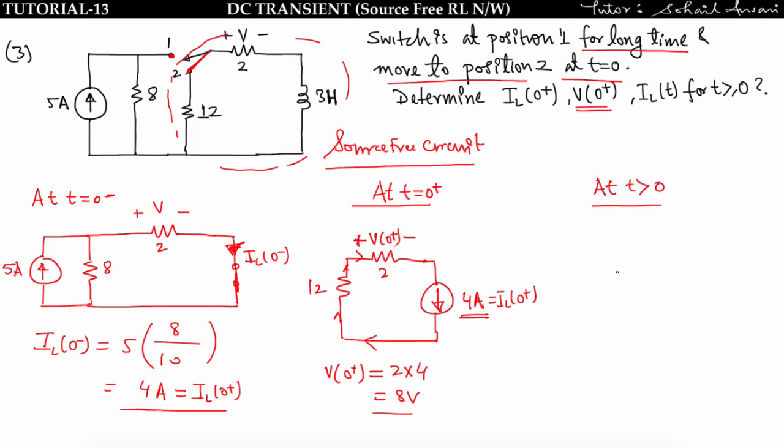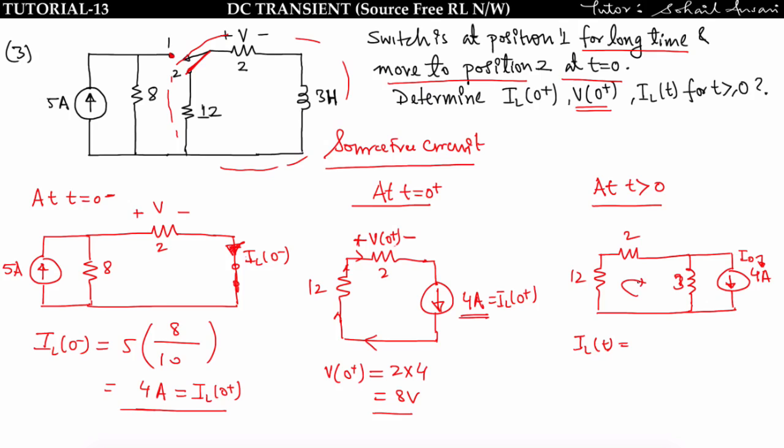At t greater than 0, what will I do? I will replace the inductor by its equivalent circuit. Now you can easily understand that this is a source free circuit and the inductor has maximum energy stored. So for t greater than 0, this whole energy will get dissipated across the resistor. So the decaying equation of current will be IL of t is equal to I naught e to the power minus t upon tau. This is the exponentially decaying current.